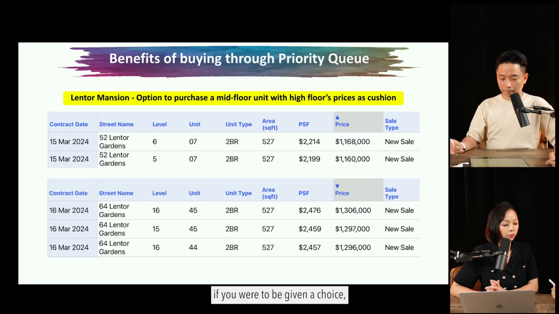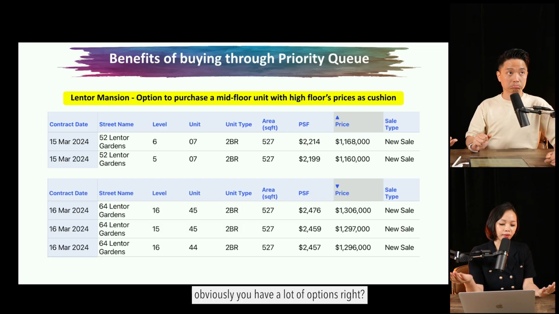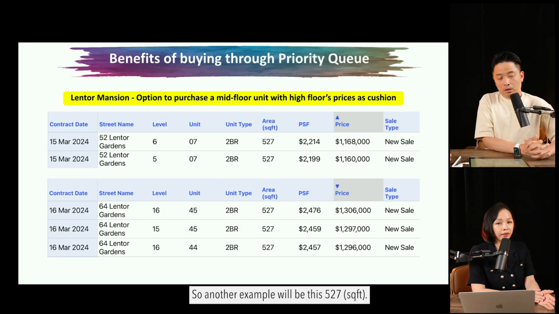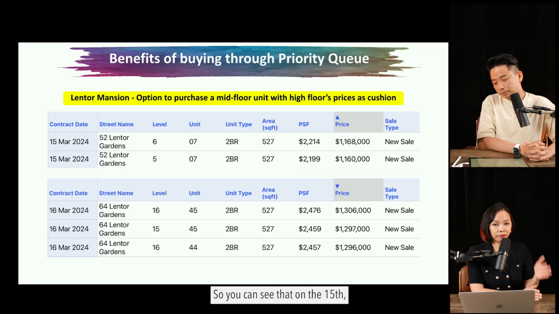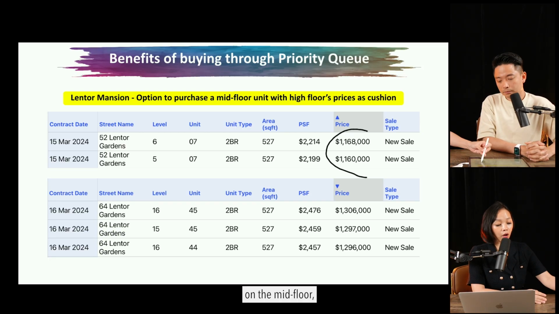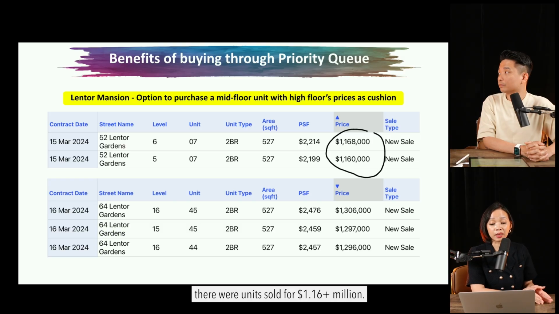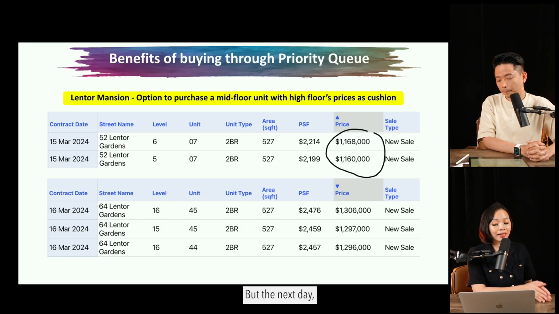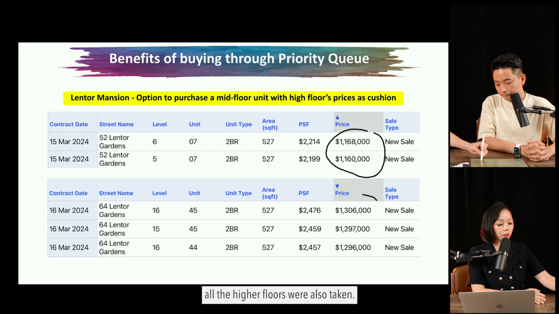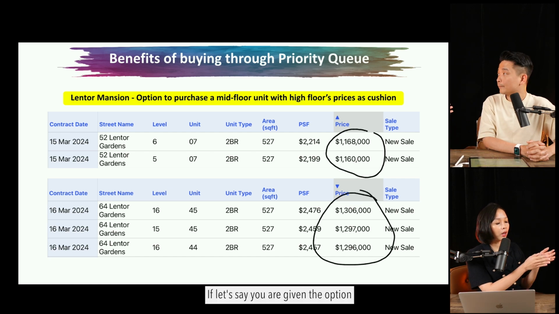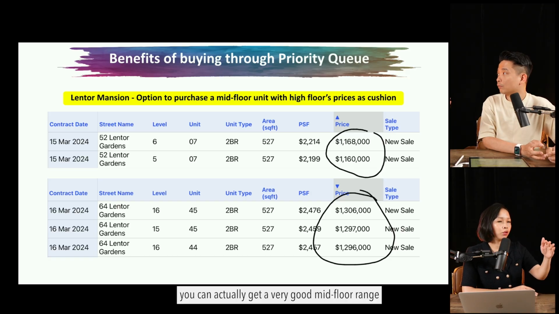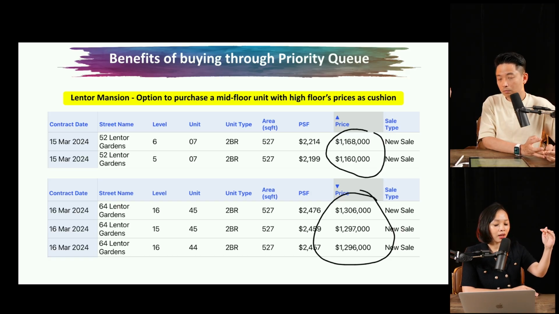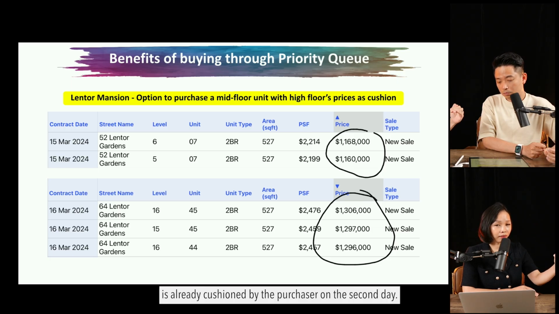If you were given a choice, obviously you have a lot of options, right? Another example will be this 527, a 2-bedroom 1-bath. On the 15th, which is the priority purchase, on the mid floor there were units sold for 1.16 plus million. But the next day, all the higher floors were also taken. So if you are given the option to select units on the priority day, you can get a very good mid-floor range or slightly higher, where your entry price is already cushioned by the purchasers on the second day.